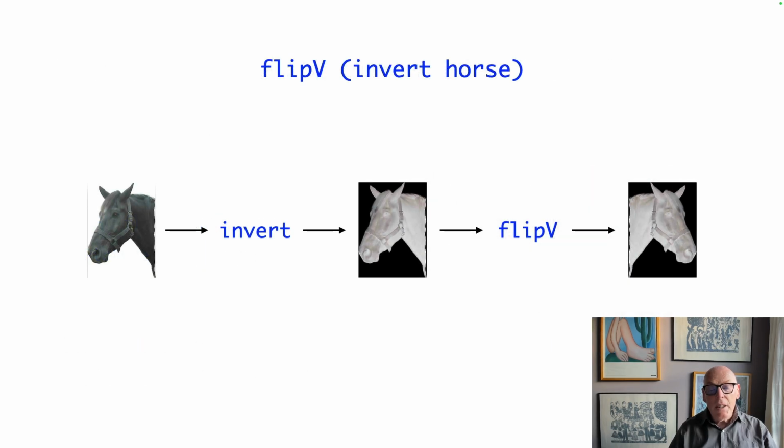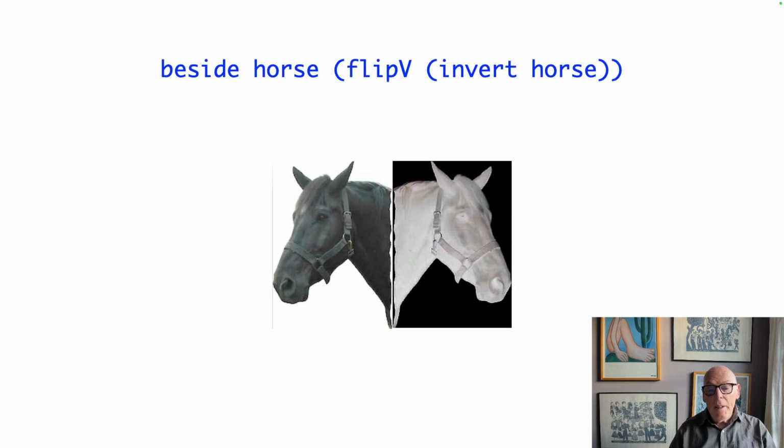Well, one way to do it is to invert the colors and then to flip in a vertical mirror. Or in fact, what we could do is do it the other way around. We could flip in a vertical mirror and then invert the colors. But one way of getting the image on the right is to invert and then flip. And to get the image itself, what we have to do is put the horse on the left beside the inverted flipped horse, which is on the right. And that's what we're doing here. We're applying beside to the horse and the image on the right.